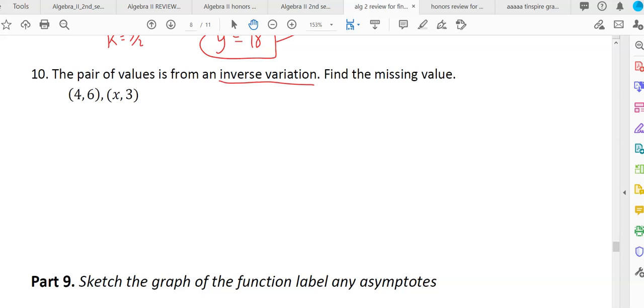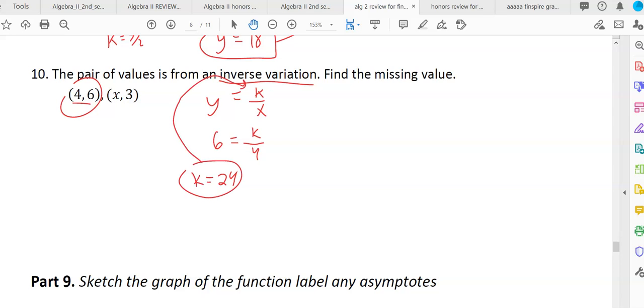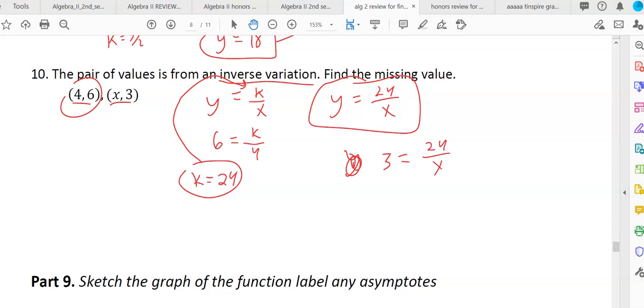Form an inverse variation. So inverse variation would be y equals k divided by x. I'm going to plug in these guys. So this would be 6 equals k divided by 4. So 24 equals k. Plug that back in. So you get y equals 24 divided by x. Now I'm going to plug in this guy. So I get 3 equals 24 divided by x. So I get 3x equals 24. Get x equals 8.